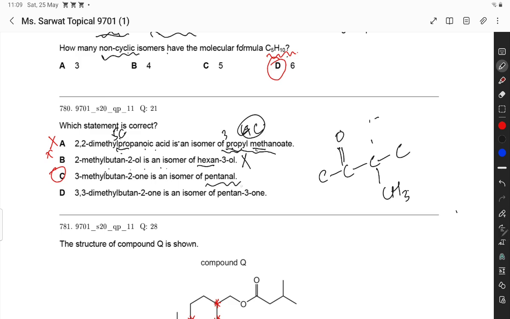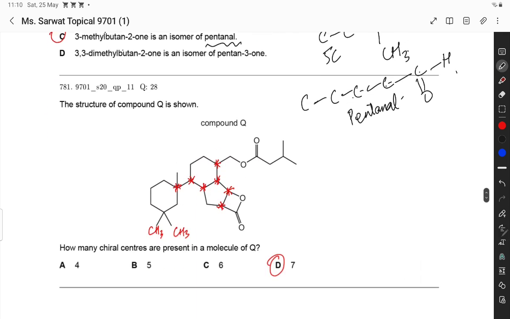Is it an isomer of pentanal? Yes, aldehydes and ketones are isomers of each other. So pentanal is a 5 carbon compound, 1, 2, 3, 4, 5, and this is also 5 carbon, and these are isomers of each other. So option C is the correct option.